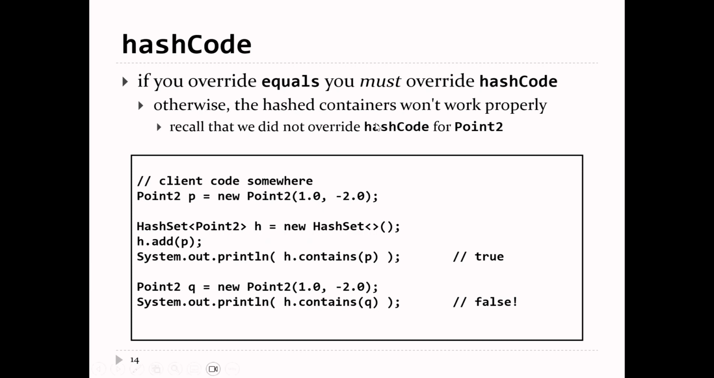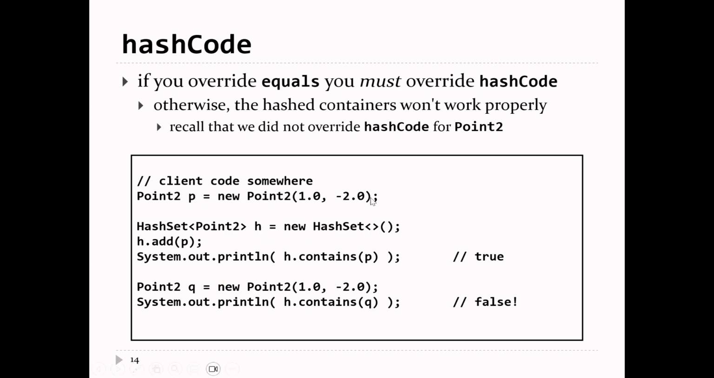If you don't, then all of the hash containers will not work the way you expect them to. So HashSet won't work the way you expect, and HashMap won't work the way you expect. Any other hash container won't work the way you expect it to. So we're going to make a point P. Its coordinates are 1 and -2. We've overridden equals now. So if I make another point here, Q, whose coordinates are also 1 and -2, then we know that P and Q are going to be equal.